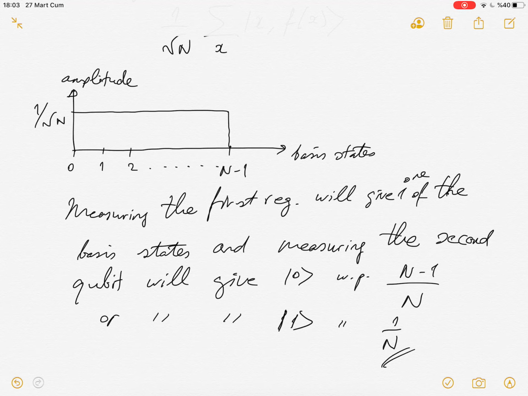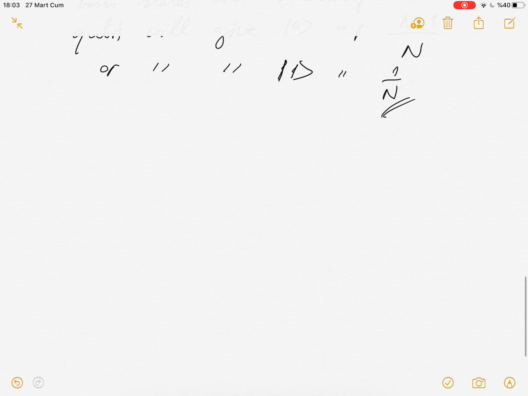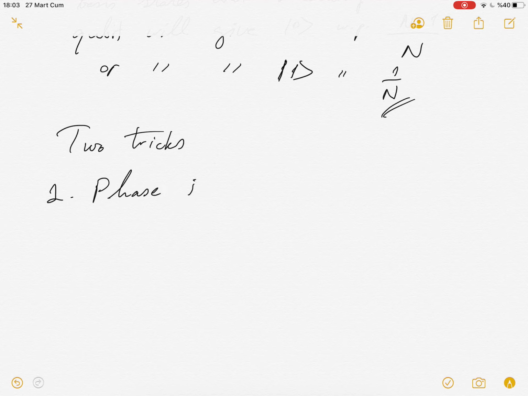And there are two tricks basically in Grover's algorithm. The first trick is called the phase inversion step. So two tricks. First is the phase inversion of the key value x star.